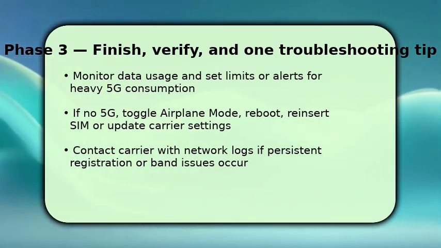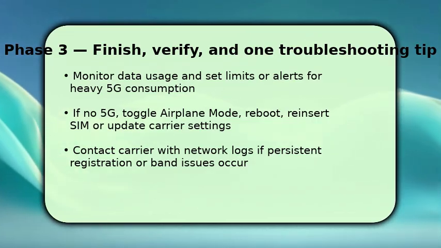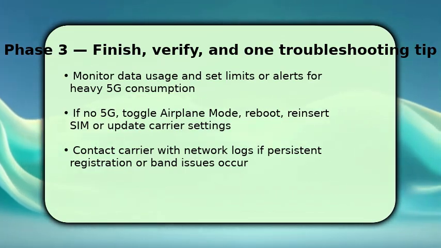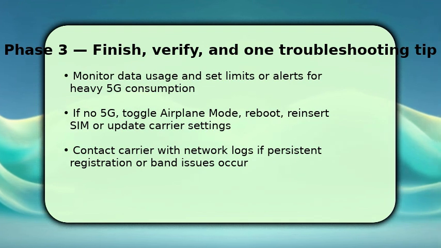If issues persist, capture network info and contact your carrier so they can check provisioning or tower band allocation. This step resolves most stubborn registration or band mismatches.